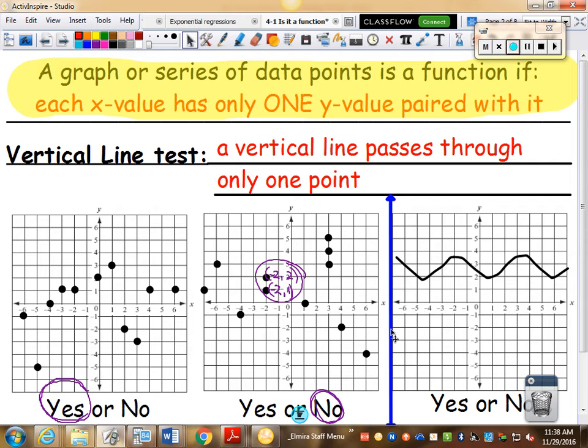Now, it doesn't have to be dots. It can be a solid line. And as long as my vertical line is touching the solid line only one spot at a time, then it is a yes.